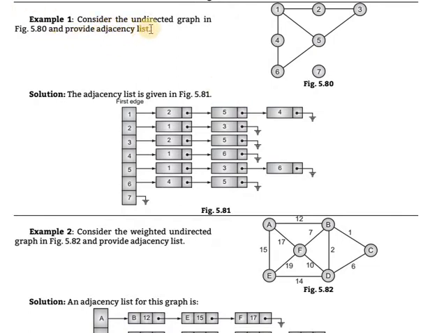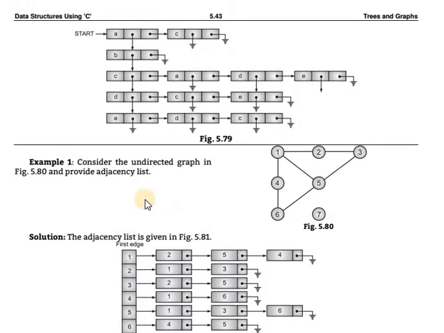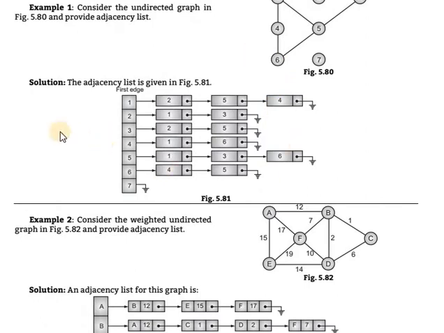After that, next is the first example. Example 1: consider the undirected graph in that figure and provide the adjacency list. The adjacency list is given below. First write down the nodes: 1, 2, 3, 4, 5, 6, 7. Node 7 is not connected with any, so connected with null. When there is no next node, it is directly connected with null.